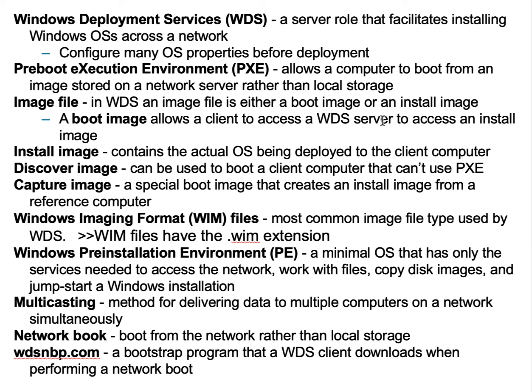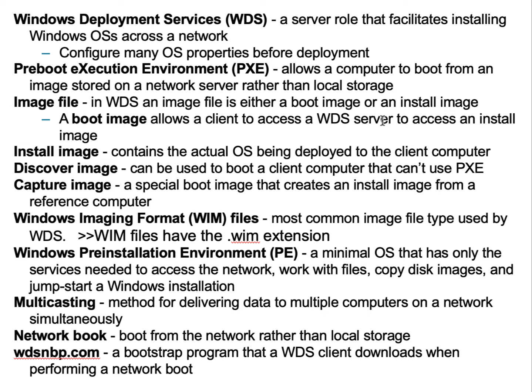WDS supports three image file formats: .wim, .vhd, and .vhdx. Files with the .wim extension are Windows imaging format files. The most common image file type used by WDS and the method for storing installation files on a Windows installation DVD. VHD and VHDX files are virtual disk formats also supported by WDS, but their use in WDS is not covered in this video.